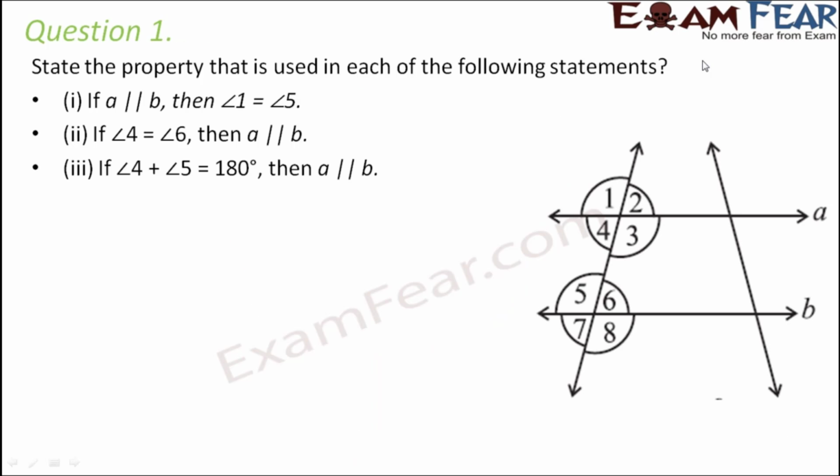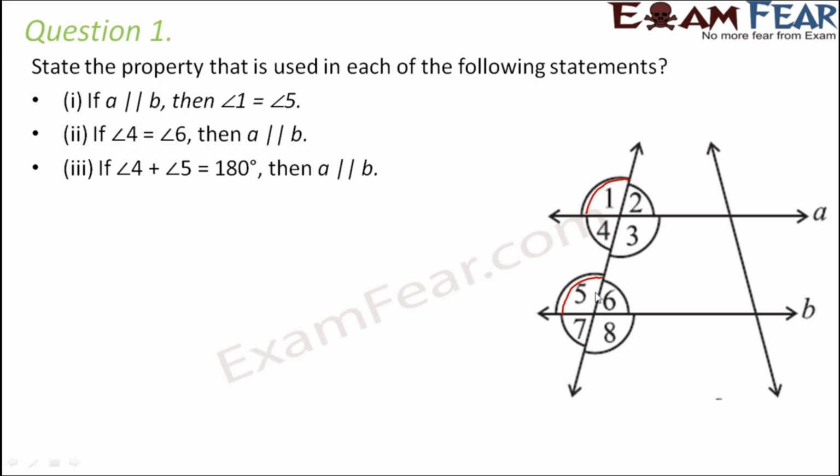Question number 1. State the property that is used in each of the following statements. If A is parallel to B, then angle 1 is equal to angle 5. So let us say that this line is A, this line is B, and these two lines are parallel to each other. This is how we denote parallel lines. Then angle 1 is equal to angle 5.